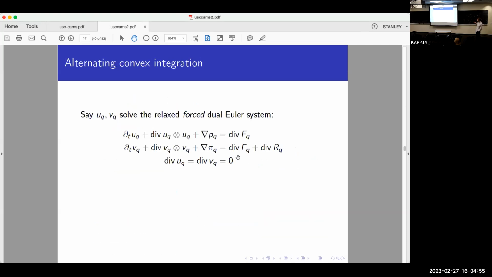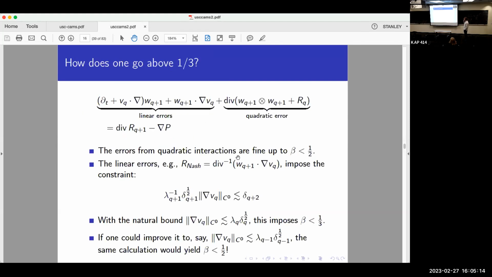So we introduce something that we call alternating convex integration. Instead of just looking at one equation, you look at equations for both of the velocity fields. So U and V, we want both to be solutions. Oh yeah, go ahead. What's the initial condition on W? We don't worry too much about the initial conditions.